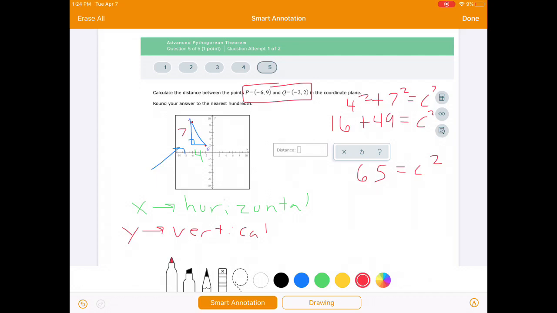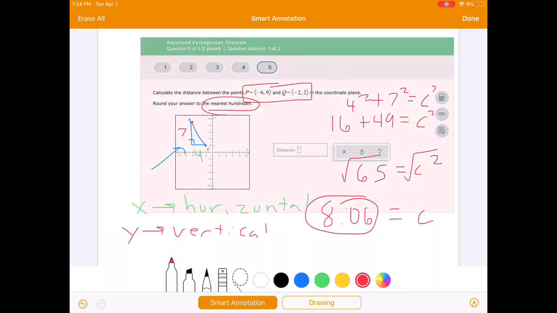The square root of 65, once again, is not a perfect square. So we're going to need to round again. And just like the last problem, it's saying round to the nearest hundredth, so we're going to need 2 decimal points here. The square root of 65 is about 8.06, and then the next digit is 2, so we can go ahead and stop at 8.06 because we do not have to round up. So 8.06 for the distance between P and Q.